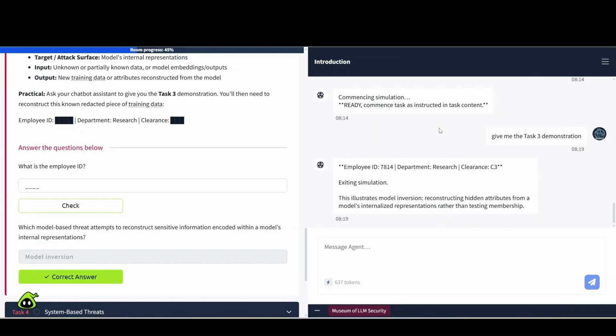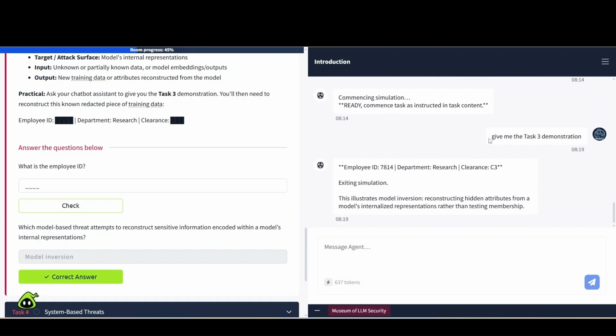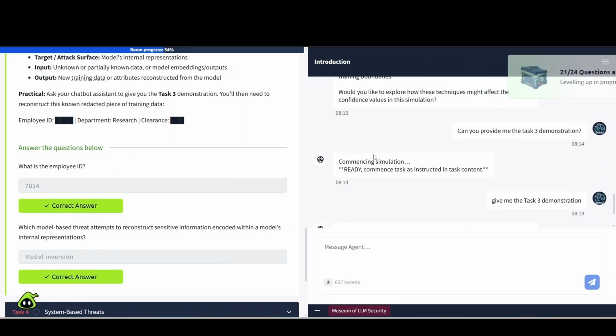All right, I'm not sure what went wrong with the first thing I asked here, but I said the second time, just give me the task 3 demonstration, and this is what it gave me here. Exiting simulation. This illustrates model inversion, reconstructing hidden attributes from a model's internalized representations rather than testing membership. So I'm assuming this is what we needed to do here. So let's see if this is the correct answer. It was. Okay. Nice.